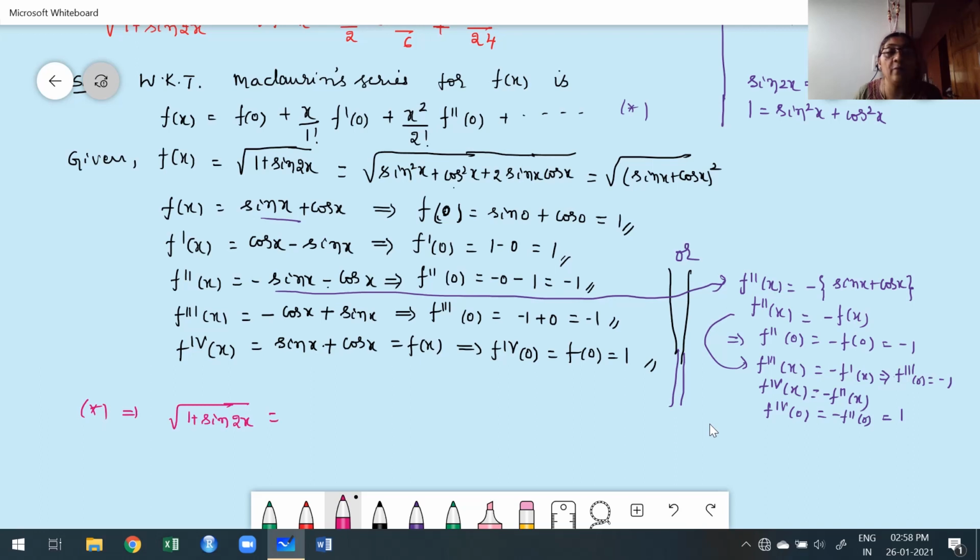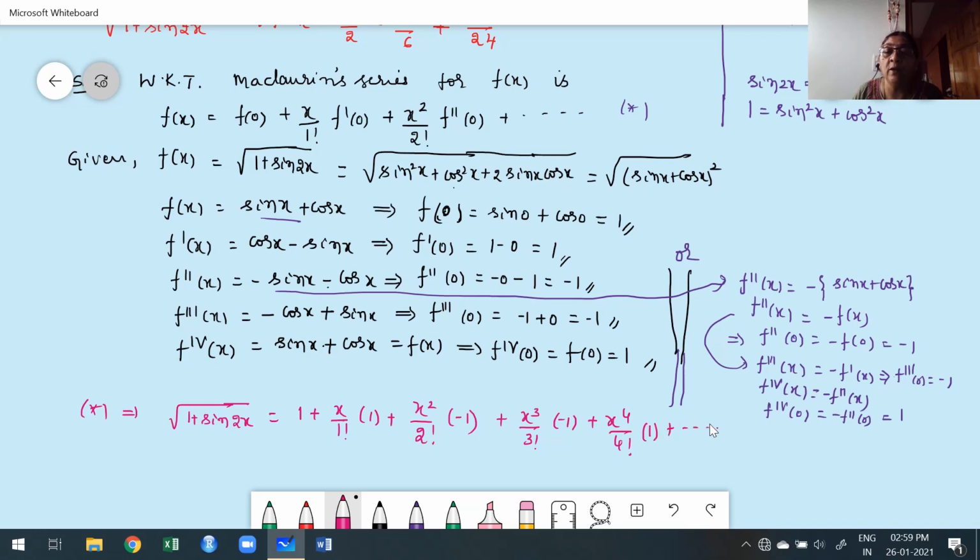What is my f of 0? It is 1. Then x by 1 factorial into f dash of 0, which is 1. Then x square by 2 factorial into f double dash of 0, which is minus 1. Plus x cube by 3 factorial into f triple dash of 0, which is minus 1. Plus x to the power of 4 by 4 factorial into 1.